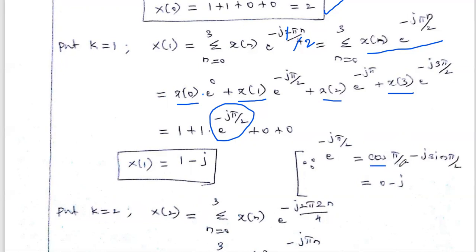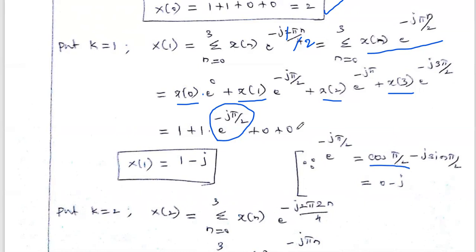And what is the value of cos pi by 2? Cos pi by 2 means here 90 degrees. Pi means 180, so 180 divided by 2 means 90. So cos 90, the answer, you know, is 0. And the sin 90 answer is 1. So 1 multiplied with the minus j. So e power minus j pi by 2, the answer is minus j.